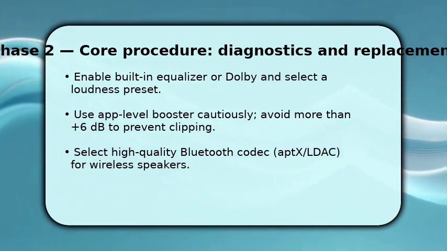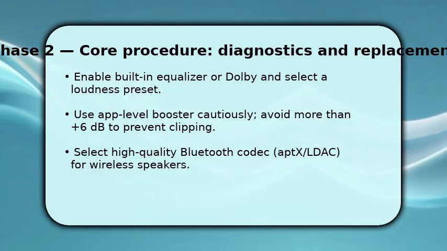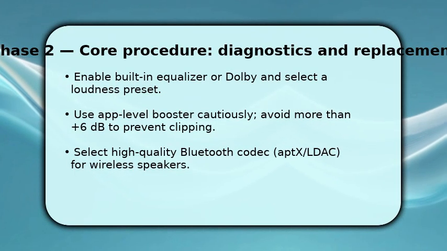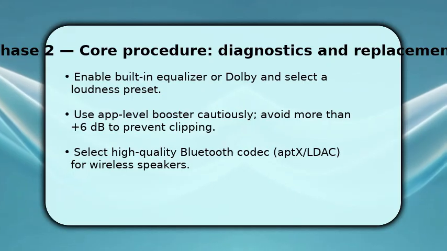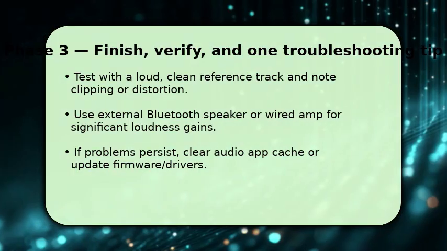For Bluetooth, switch to a higher quality codec like aptX or LDAC in developer options so wireless output is clearer and louder. Finish by testing with a clean, loud reference track to confirm perceived volume and check for distortion.